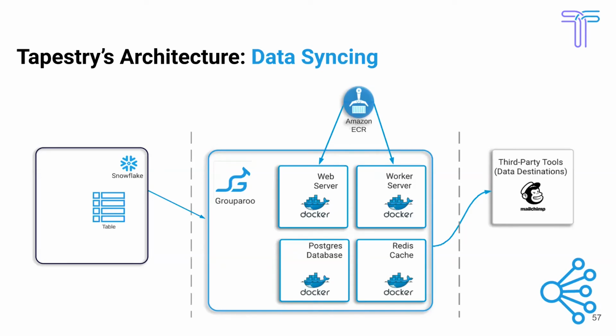Now, because this is a multi-container deployment, Tapestry had to consider how best to handle container orchestration. Some popular options for container orchestration include Kubernetes, Docker Swarm, and Amazon Elastic Container Service, or ECS. Kubernetes and Docker Swarm are both highly configurable. However, the learning curve is steep. So we decided to use ECS to handle the container orchestration for Tapestry's Grouparoo deployment because it manages and scales containers efficiently and automatically.